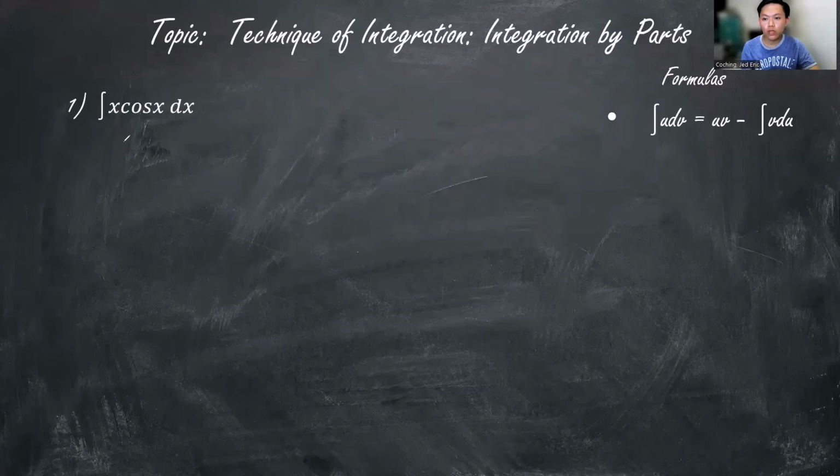As we have seen a formula, we can first start by finding the u. U is equals to x. Du is equals to 1. And dv is equals to cos x, and v is equals to sin x.